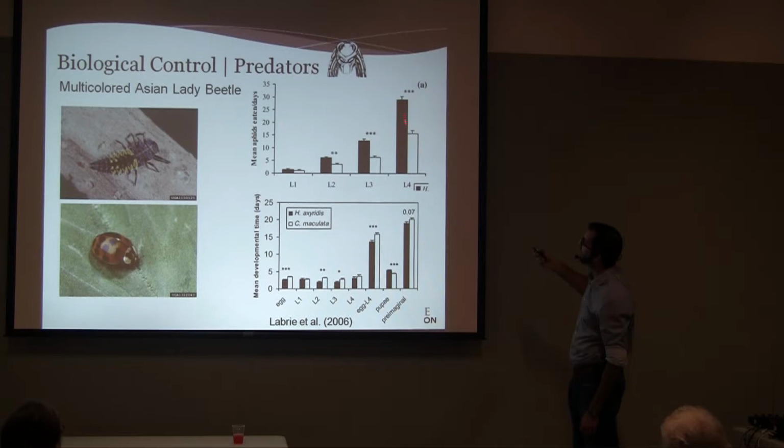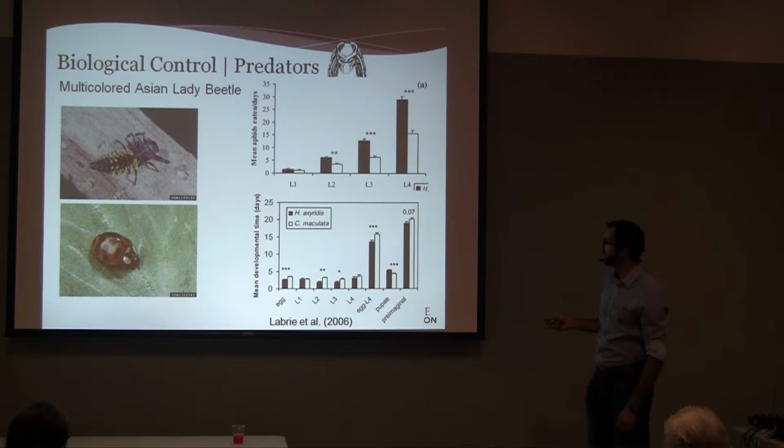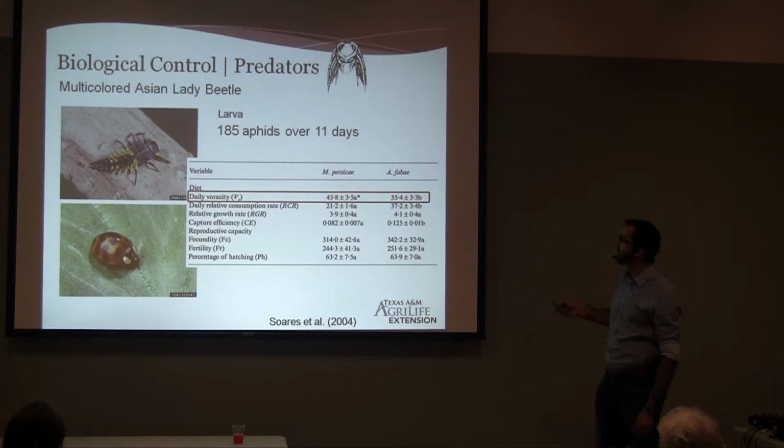And as adults, they can eat about 45 to 35 aphids a day. And they also lay about 314 to 340 eggs in their lifetime.